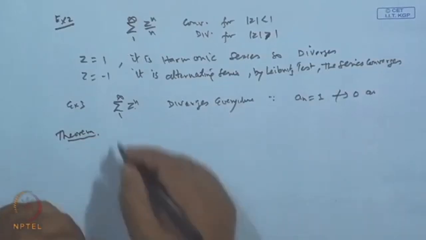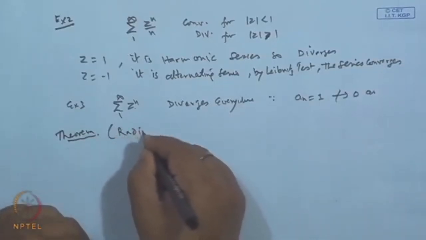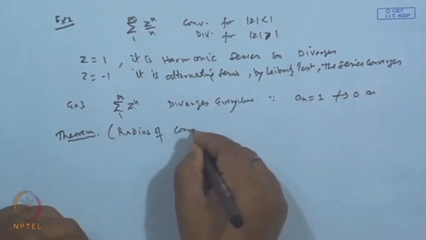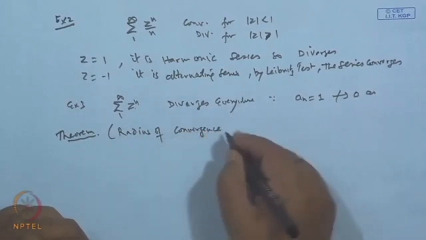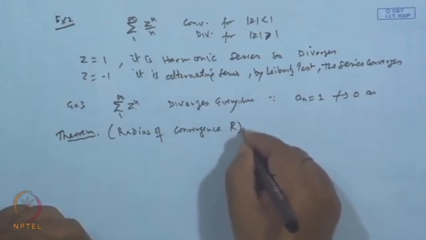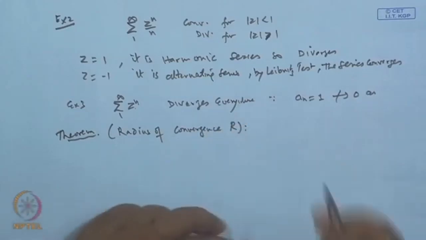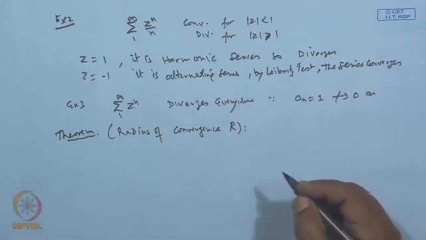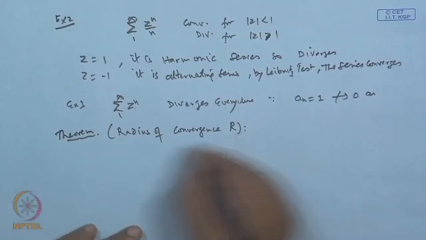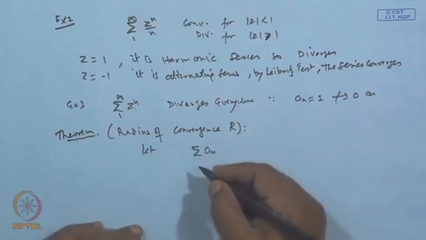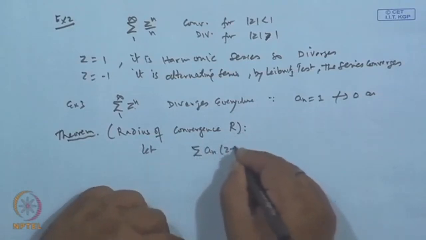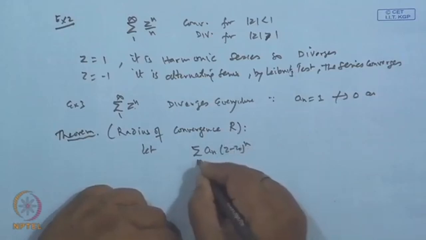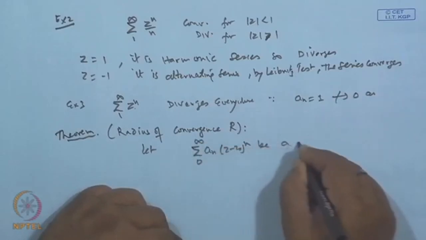The result is about the radius of convergence, and we denote this by R. Suppose that the sequence converges with the limit. Let sigma a_n (z minus z naught) to the power n, n from 0 to infinity, be the given power series.